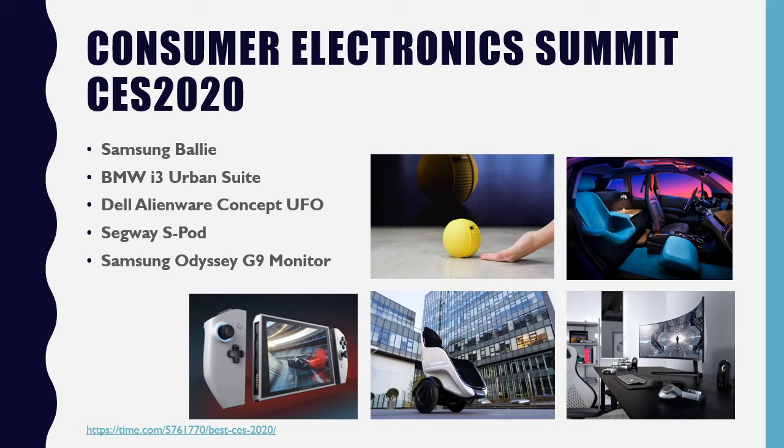It is today's Consumer Electronics Show, CES 2020. I took only 5 of them. It is the Samsung Bailey robot, and then the BMW i3 Urban Suite. We have Dell's Alienware, which is just a gaming console, and the CVJ Sport, a kind of transportation you would have seen in many cinemas and Hollywood movies, and finally your Samsung Odyssey, a display technology monitor. So these are the technologies, and they are already available as products, right?